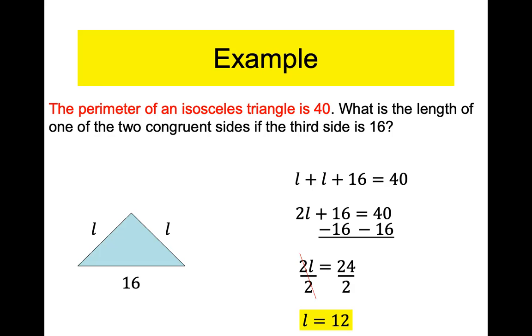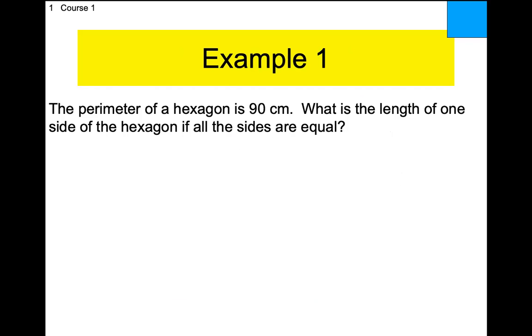So what is a perimeter? What is a perimeter? Thank you. All right. It's the distance around an object. That's all it is. Hopefully you remember that.